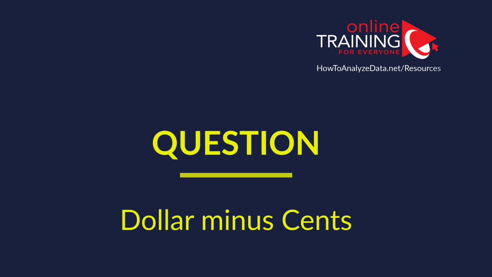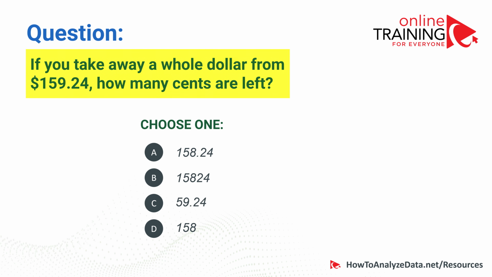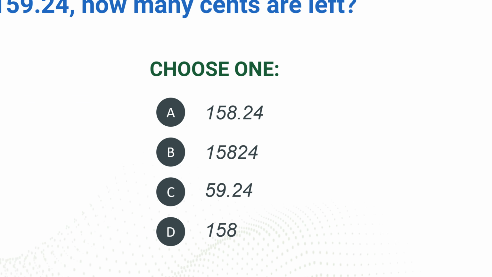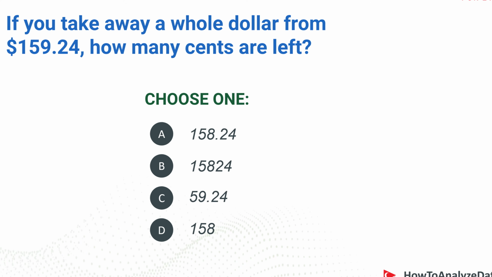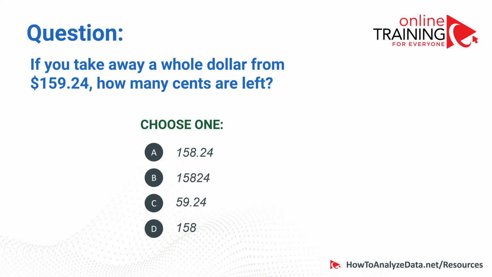Now let's look at the tricky question which you frequently see as part of the tests. If you take away a whole dollar from $159.24, how many cents are left? And you have 4 choices: 158.24, 15,824, choice C 59.24, and choice D 158. Which one do you think is right here? Let's see how we can answer this question correctly.